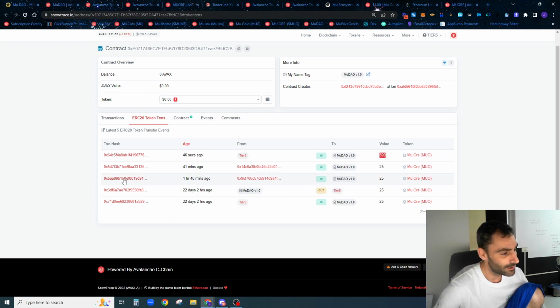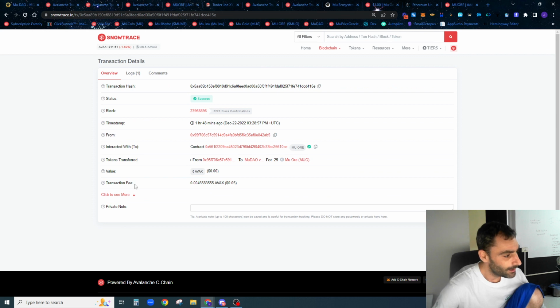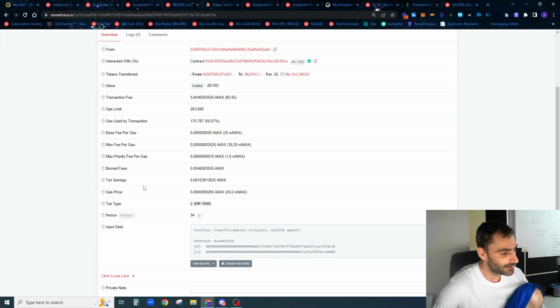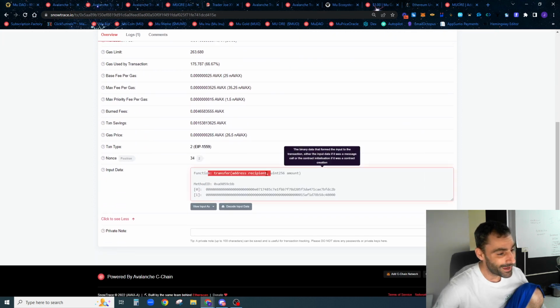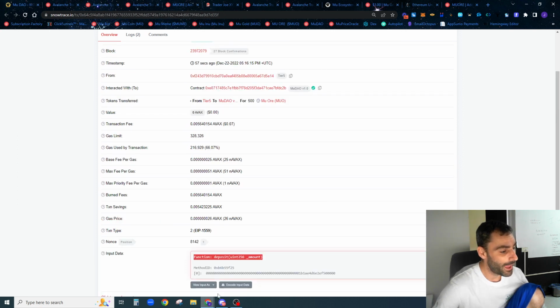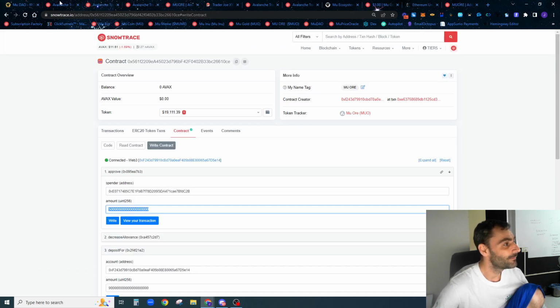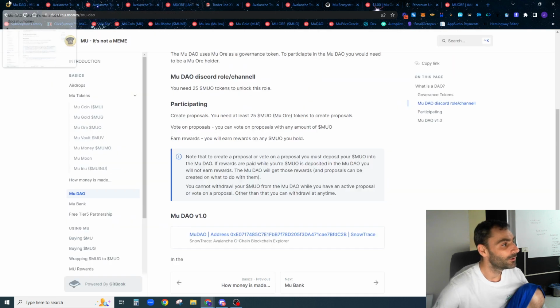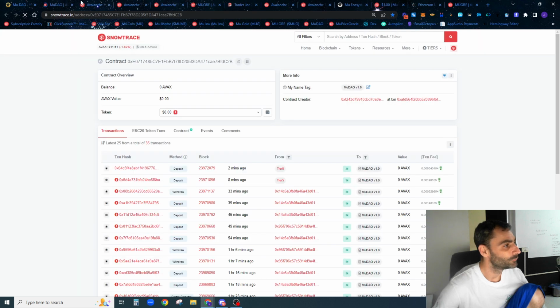If we look at this 25 right here, we can see it came in from a transfer. The other 25 came in from a transfer, and 500 came in from a deposit. All right. So apparently we lost our Mu DAO. There's our Mu DAO. All right. So hopefully that makes sense.